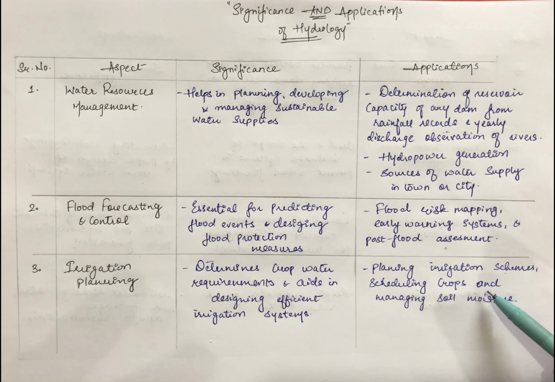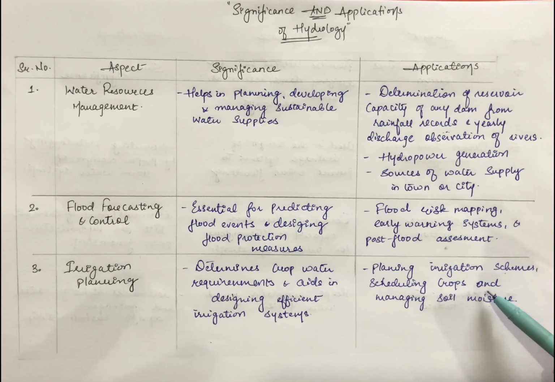Then the next aspect of hydrology is hydropower generation. This aspect finds its significance in the design of reservoir capacity and stream flow for turbine operations, and it is applied for the determination of suitable sites for hydroelectric power generation.